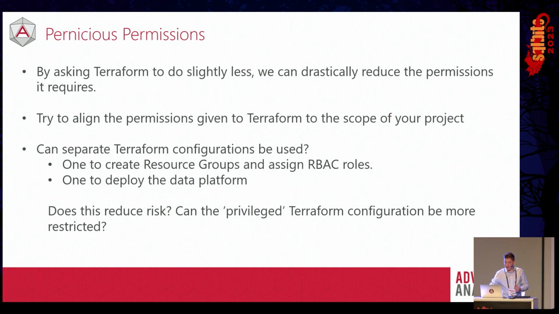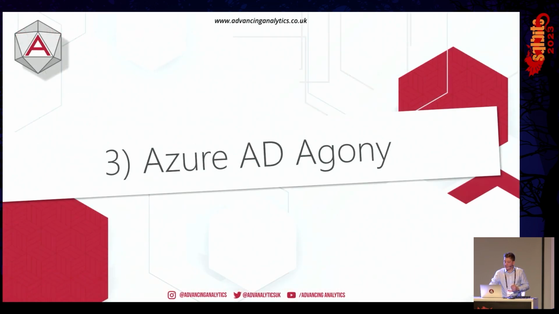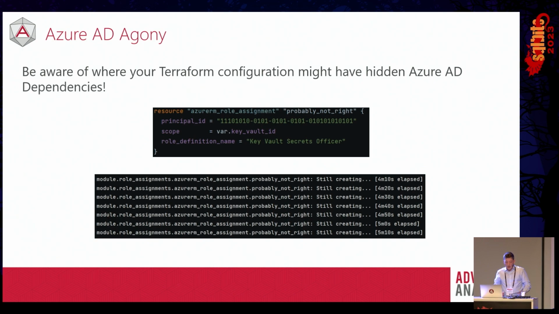So we've got permissions, we've got everything, but there's something we've forgotten. Azure AD agony. So the Azure RM provider for Terraform, you think it just handles Azure infrastructure. It doesn't. It also has an underlying use of Azure AD in some cases. So you need to watch out for where your Terraform configuration might have a hidden Azure AD dependency. So for example, here you can see I've put together a role assignment with a GUID that doesn't look quite right. That's probably not a real GUID. But because the service principal I'm using here doesn't have Azure AD access, it just sits there forever.